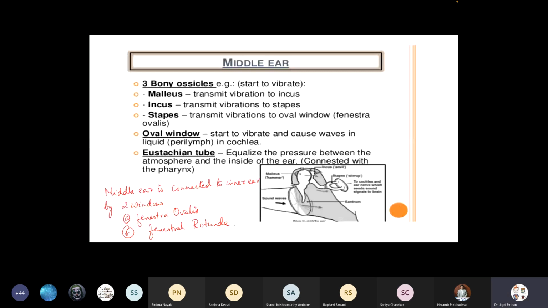The question will be: stapes is connected to ovalis or rotunda? So your answer should be it is connected to ovalis. Fine. Then the eustachian tube equalizes. What's the function of the eustachian tube? To equalize the pressure between the atmosphere and the inside ear. It is connected to pharynx. Please write down.